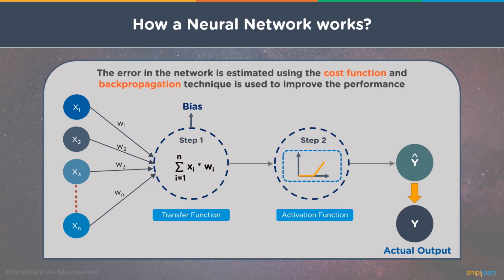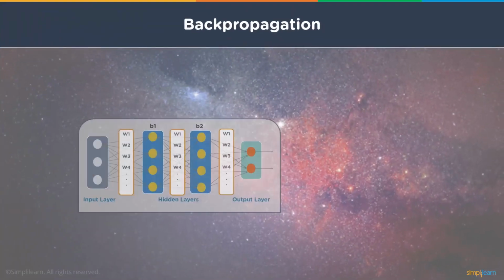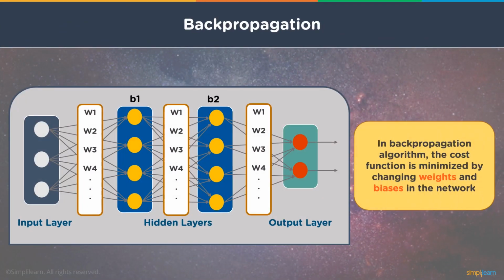The error in the network is estimated using the cost function, and the backpropagation technique is used to improve the performance. So when we look at the backpropagation algorithm, the cost function is minimized by changing weights and biases in the network. And you can see here we have our input layer, we have our hidden layers, and we have our output layer.